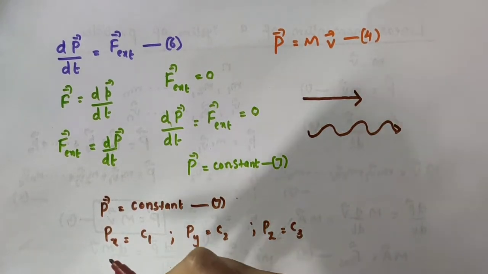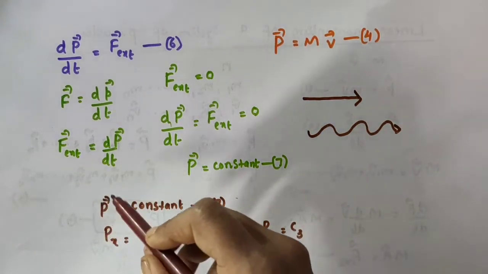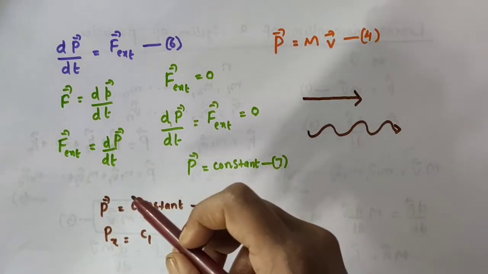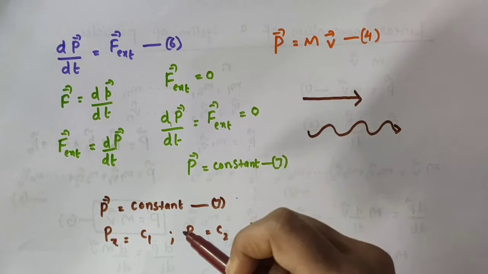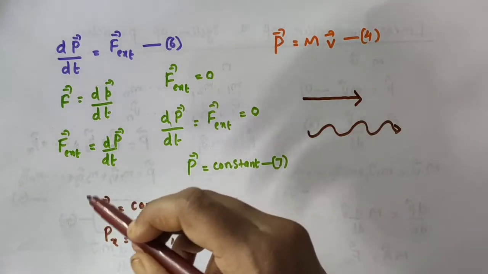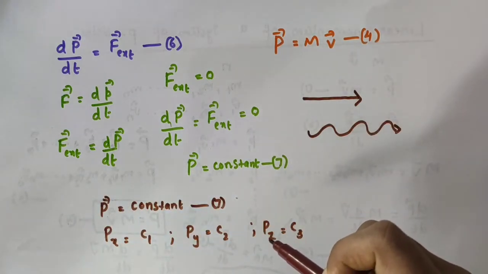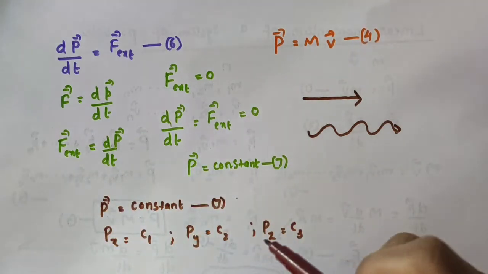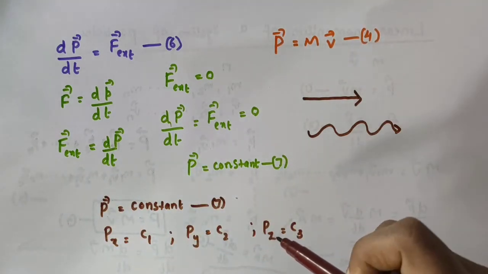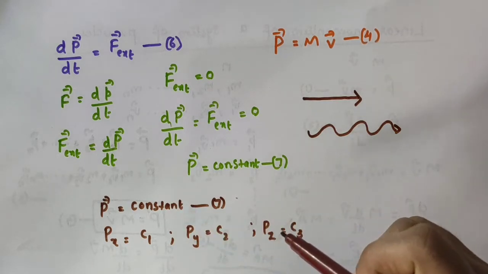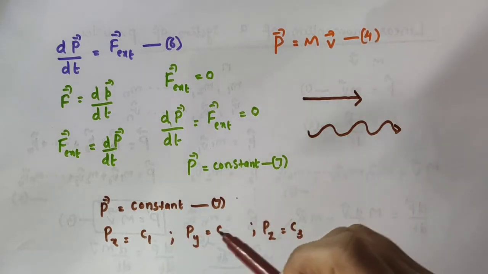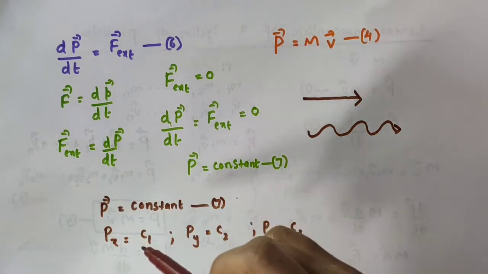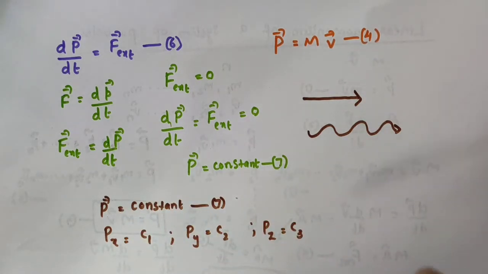Where Px is the x component of the total linear momentum, the component along the x-axis. Py is the y component of the total linear momentum and Pz is the z component, the component along the z-axis. C1, C2, C3 are constants, because vector P is equal to a constant.